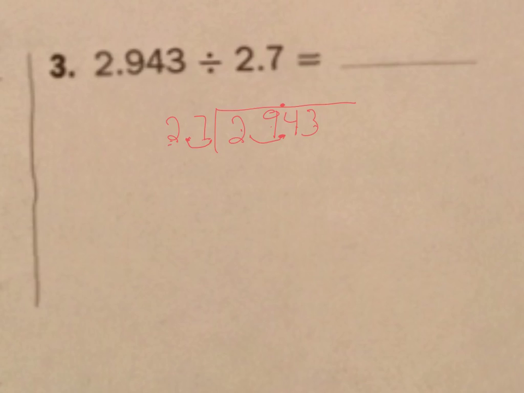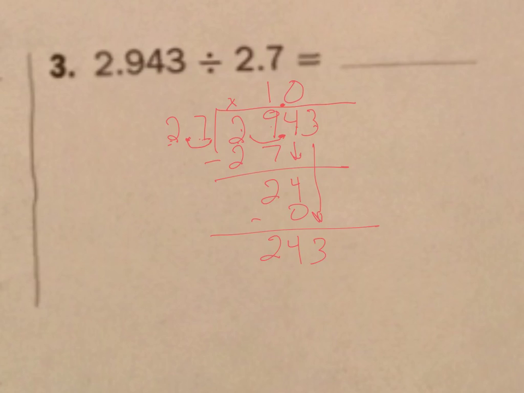How many times does 27 go into 2? It does not. How many times does 27 go into 29? 1 time. 1 times 27 is 27. Subtract that out. That's 2. Bring down my 4. 27 goes into 24 0 times. And then I subtract that out. It gets me 24. I bring down my last number, 3. How many times does 27 go into 243?